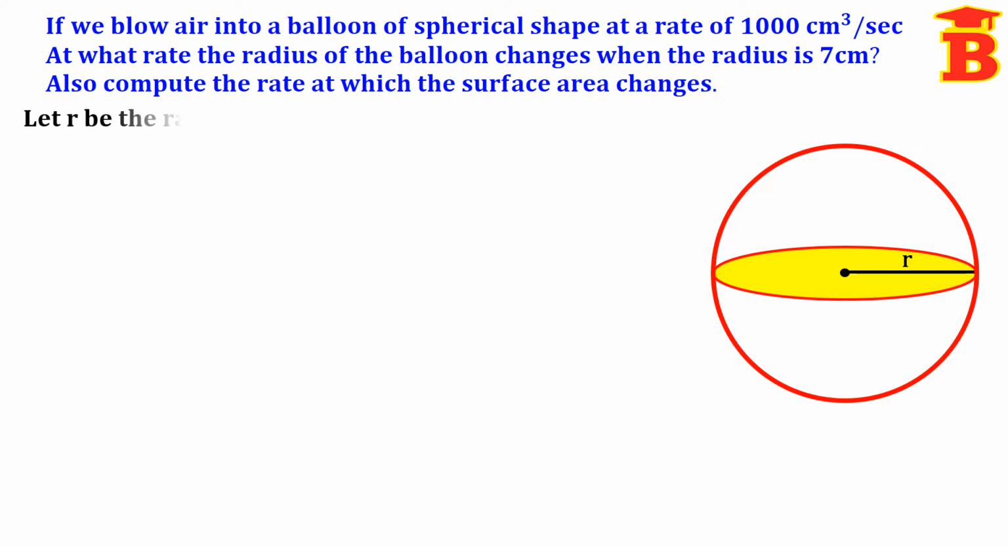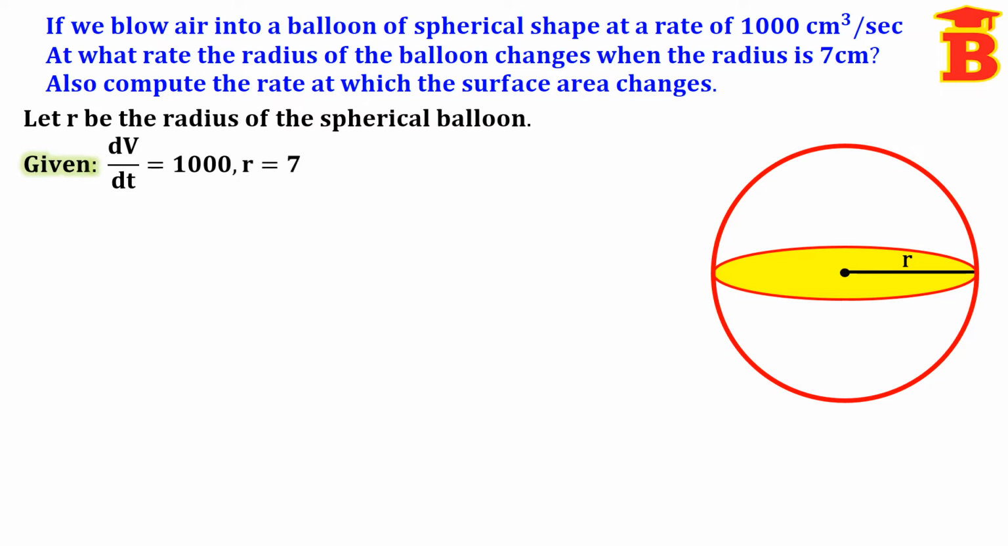Let us write the given information. Given dV by dt equal to 1000. See the first line. The spherical shape at a rate of 1000 centimeter cube per second. So see the unit centimeter cube. That means it is volume. Rate means rate of change. So we have to take dV by dt equal to 1000. And next line, when the radius is 7 centimeter, so take r equal to 7.